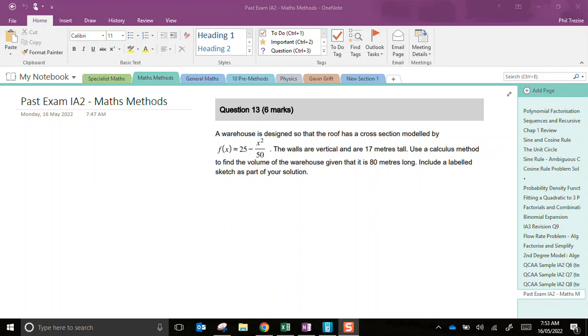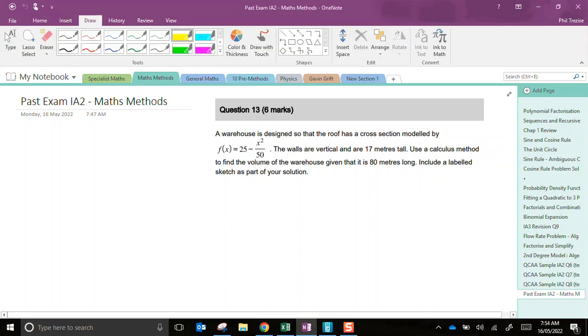Hi everyone. This lesson is going to go through a past exam question from a couple of years ago, I think it was. So here we go. We have a warehouse designed so the roof has a cross section modeled by this function. So that's pretty important. Might highlight that. The walls are vertical and are 17 meters tall.